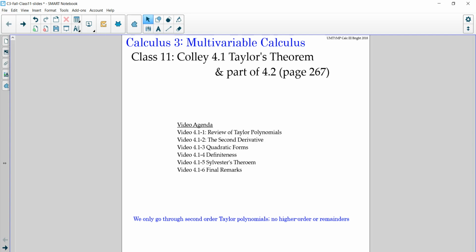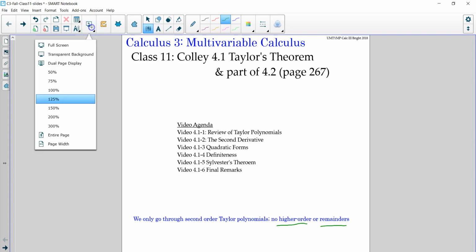And then in 4.2, there's literally a page that we're going to talk about, and then add some things that are not in the textbook into that part when we get there. Okay, that's Sylvester's theorem when we get there. And just a note that in the Taylor polynomial section, we don't do any higher order stuff or the remainders, so that's two different sections in the textbook that we're not going to cover.